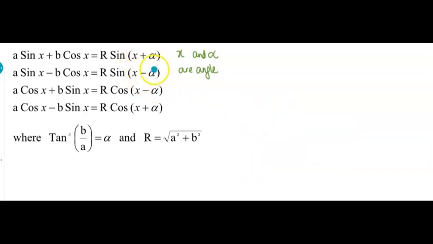How do we find the value for the alpha? The alpha value is found by this equation here: alpha is tan inverse B over A. How do we find the value for the R? It is the square root of A squared plus B squared. What is A and B? This is an A and this is a B. If you have a look, the formulas are different, the signs are different. So these are the formulas.